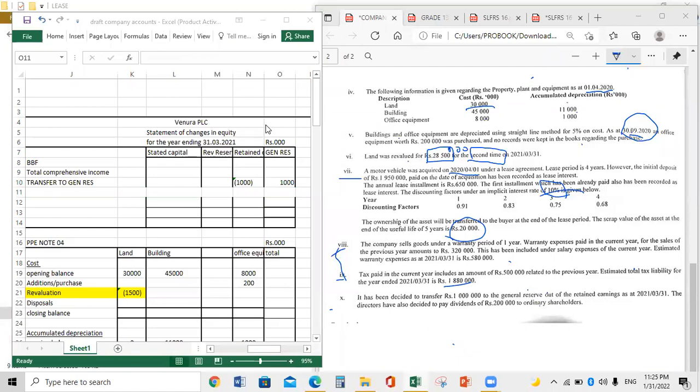Under provision, you add, over provision, you deduct. Okay? And take the net value. Now guys, that's done. Now next one.